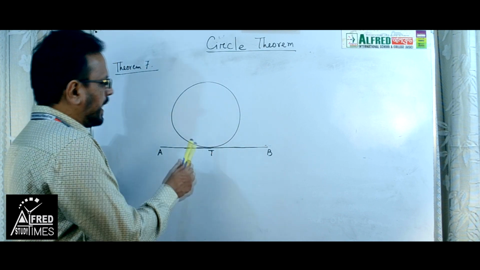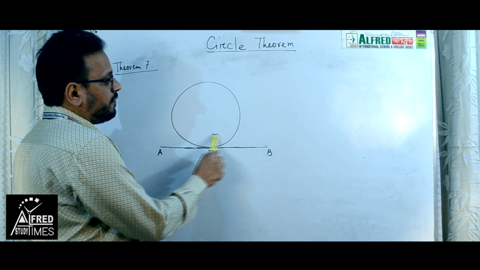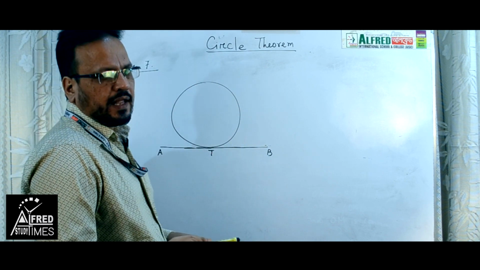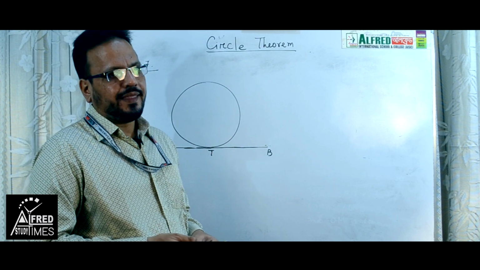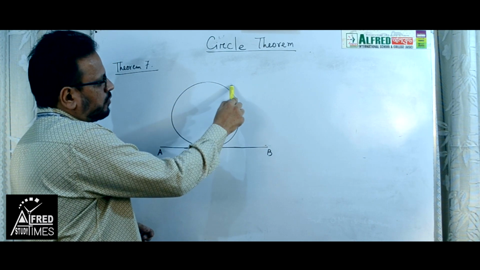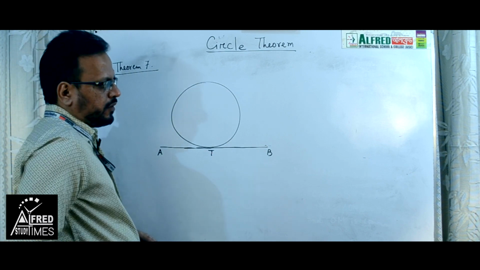If I draw a line over here like this, that will not be a tangent. A line that touches the circle at only one point, that is a tangent. I can draw a tangent over here. I can draw a tangent like this over here, no problem.